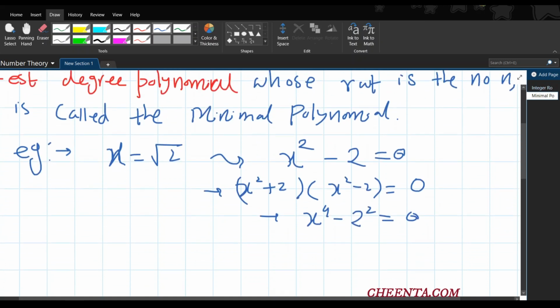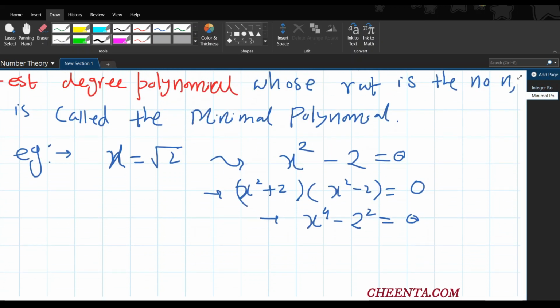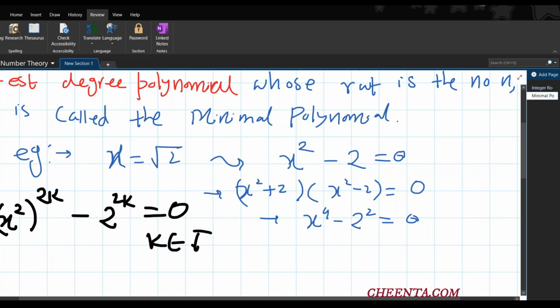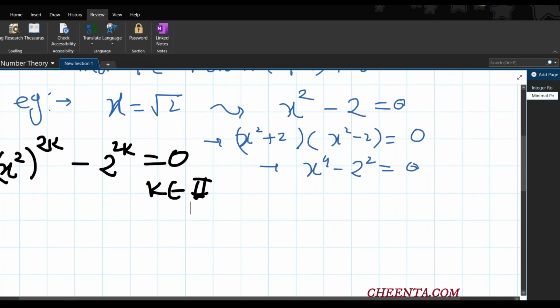Not only that, actually square root of 2 is the solution of a whole class of equations, and let me write out the whole class. The whole class of equations is x to the power 2k minus 2 to the power k equals 0, where k belongs to the positive integers, also you can include 0. So that means square root of 2 is actually the solution of any type of equation like x to the power 8 minus 16 equals 0 and things like that. It is actually the solution of all of these equations.